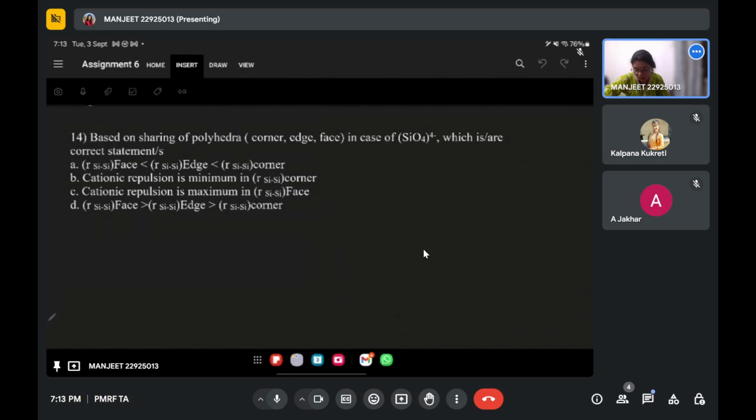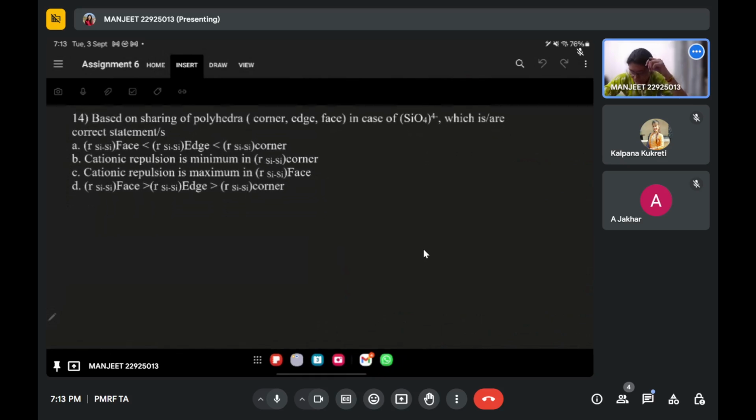In part B, the cationic repulsion is minimum in the distance between the silicon and silicon in the corner case, and the cationic repulsion is maximum in the distance between the silicon and silicon in the face polyhedra. And in part D, the distance between the silicon and silicon in face sharing is greater than in edge sharing, and that is greater than in corner sharing.